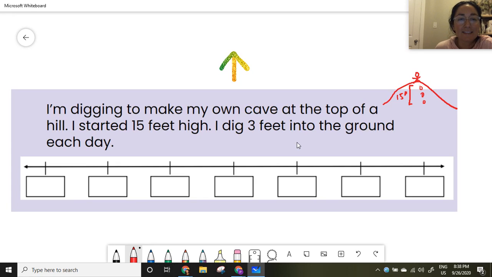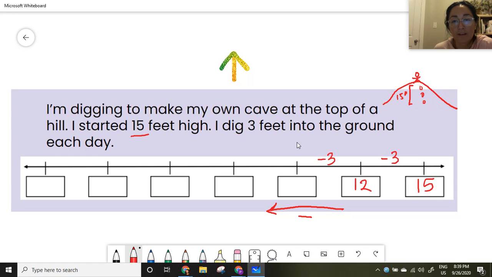So that means since I'm digging, I'm going down. I'm actually decreasing this time, which means that on my number line, I need to go to the left to show that I am decreasing. I started at 15 feet high, so I can put 15 as my beginning number. I'm digging 3 feet into the ground each day, so that means each day I'm subtracting 3 feet from my height. So the following day, I'm starting at 12 feet high.